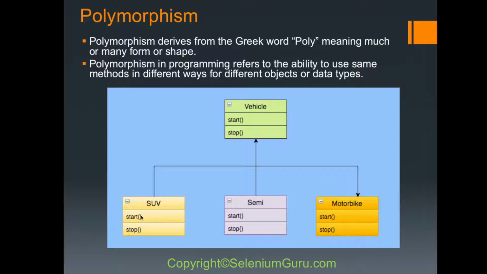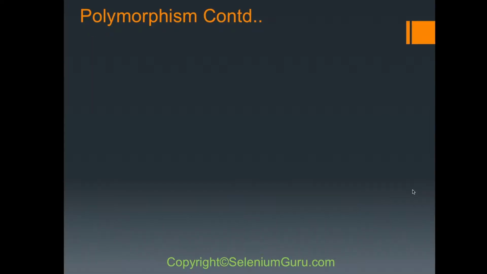So you've got the same method names, stop, start, start, stop, but they operate differently, right? They come in different forms, right? And it's kind of like polymorphism in a programming language. So now let's see how we can do it.